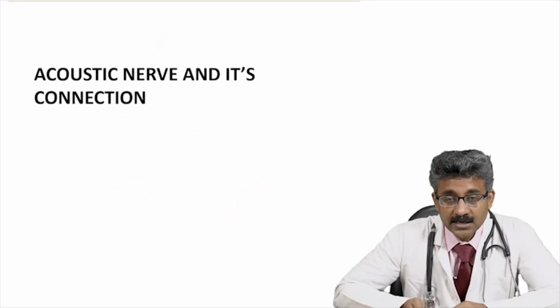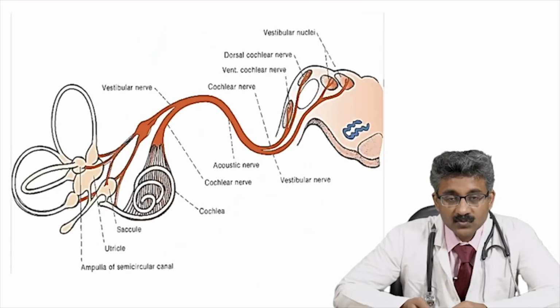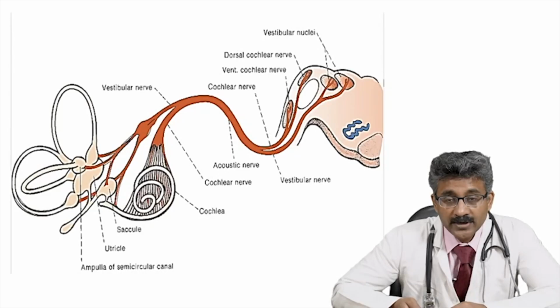Now I'll just discuss the acoustic nerve and its connections. From the semicircular canals, utricle and saccule, the nerve fibers join together to form the vestibular nerve, and from the cochlea the nerve fibers go in the cochlear nerve. Both join together to form the acoustic nerve. The cochlear nerve will synapse in the dorsal and ventral cochlear nuclei, and the vestibular nerve will synapse in the vestibular nuclei.